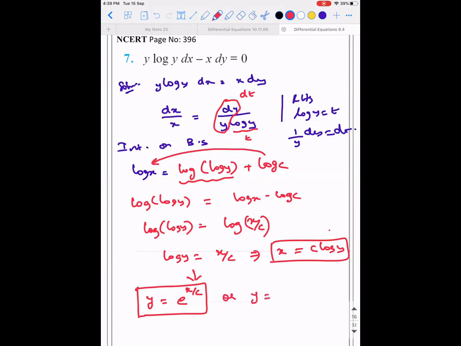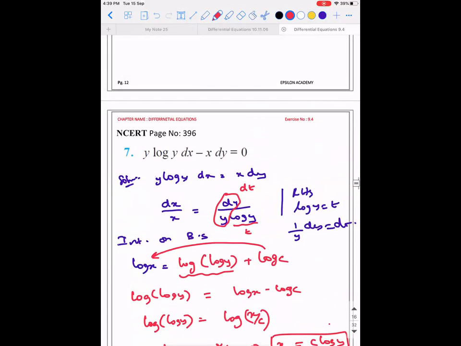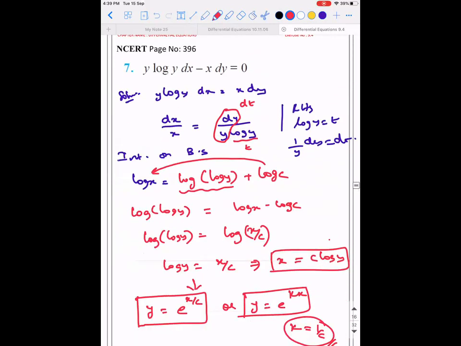We can take 1 by c as a constant. You can take y is equal to e power kx, where k is nothing but 1 by c. I hope you are not getting confused with this constant. You have nothing to do with the c I'm taking and the one given in your textbook. Both c's don't mean the same because they are arbitrary constants. You don't know what the value of it is. It is just some value that we are taking.